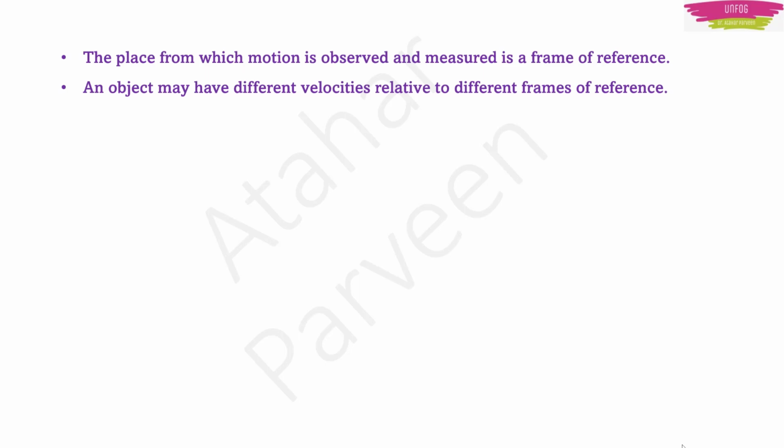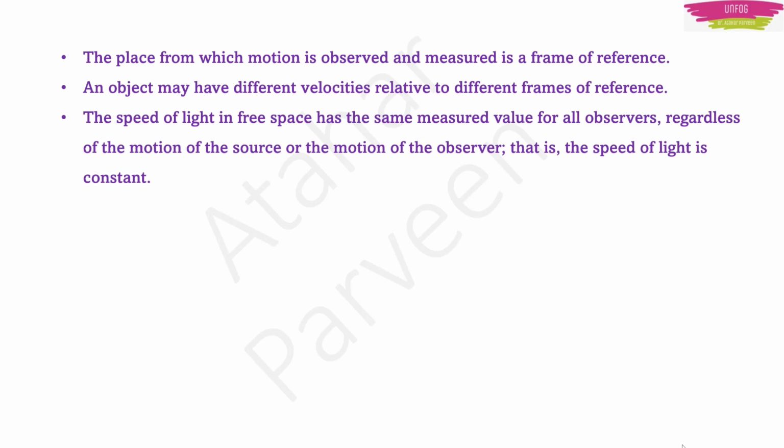Now this was about any object. I cannot apply this rule to the speed of light. This is the actual point where we wanted to reach through relativity and frame of reference. The point is that, unlike any object, the speed of light does not change with any frame of reference. The speed of light in free space has the same measured value for all observers, regardless of motion of the source or motion of the observer.